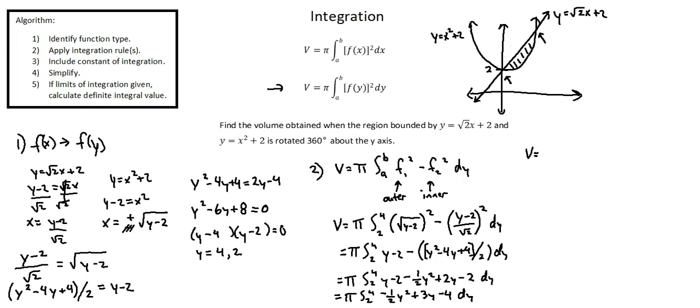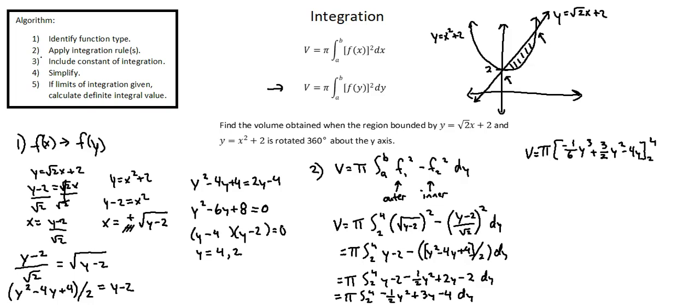So the volume equals pi times, integrating each of our terms, negative 1 half y squared is going to integrate to negative 1 over 6 times y to the power of 3, plus 3y will integrate to plus 3 over 2 y squared, and minus 4 will integrate to minus 4y, and our limits of integration 2 to 4.